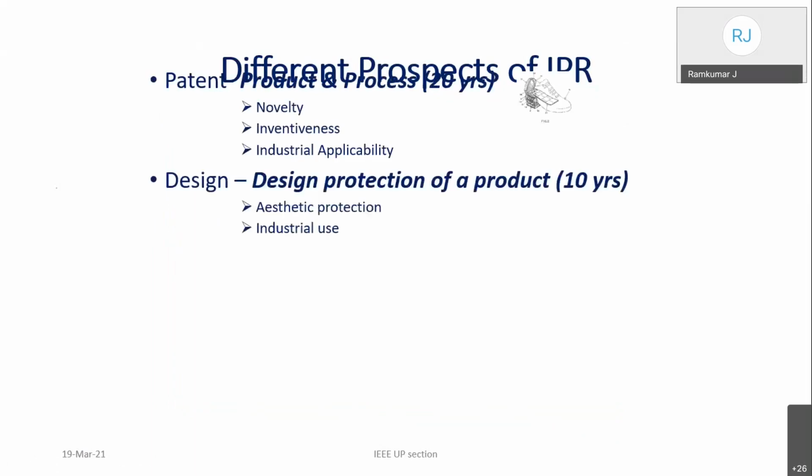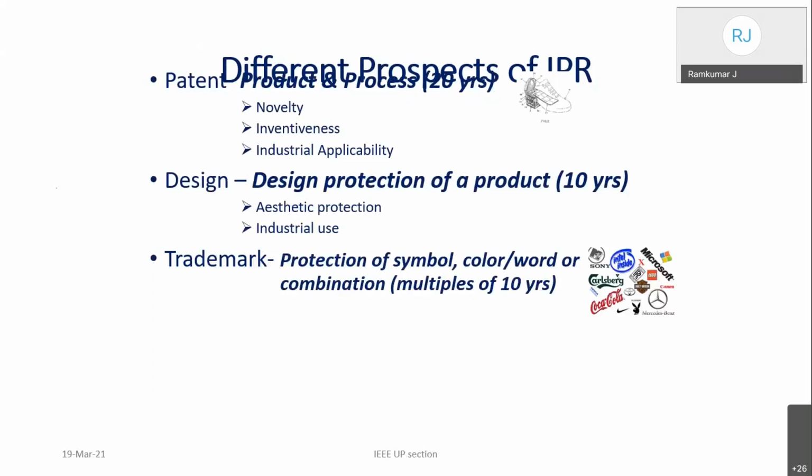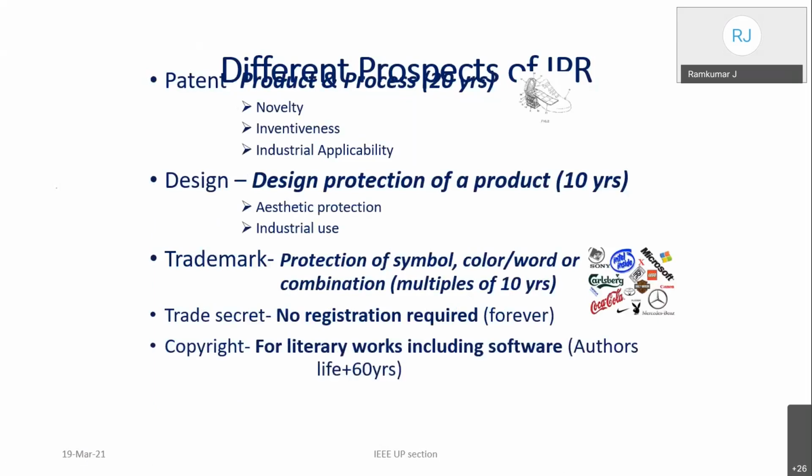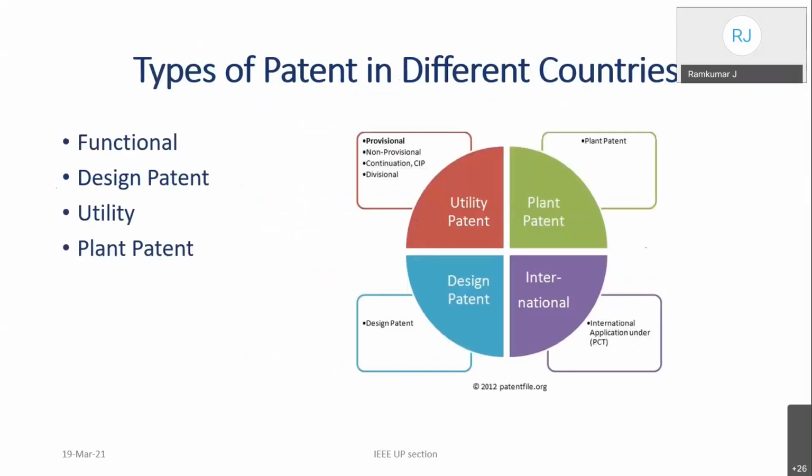So patent products process, it is for 20 years, design is only for 10 years. So novelty, the inventiveness and an industrial application are covered here. When we talk about design, these are the design protection for a product. You have aesthetics and industrial use. Trademarks, these are all the different types of trademarks. Trade secrets, no registration required for trade secrets. Copyright, you hold the copyright, for example, software, movie for 60 years. So this is for copyrights.